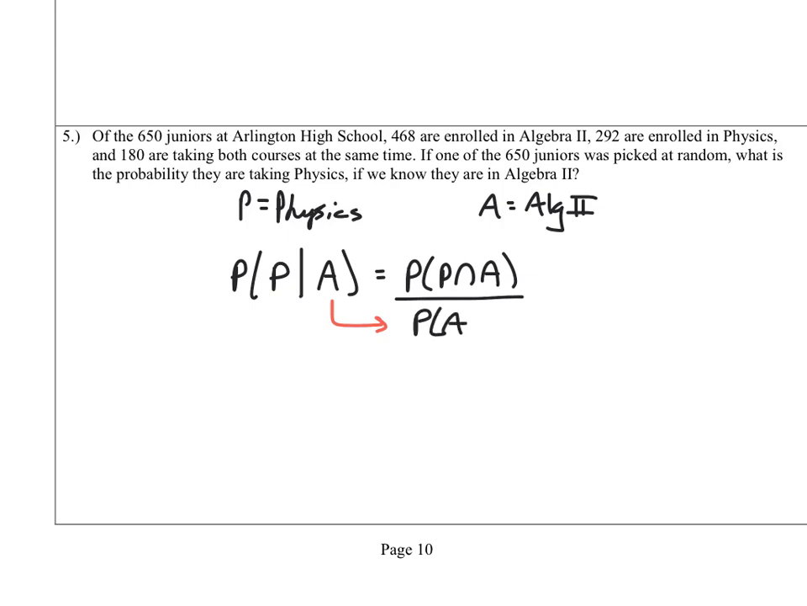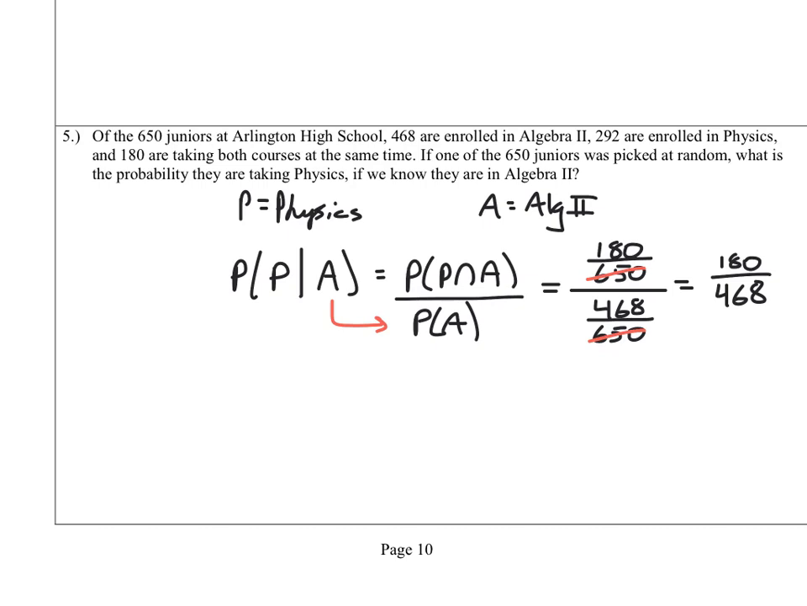We're given that they are already in Algebra 2. So we know there are 180 students taking both courses at the same time. So 180 out of the 650 students. And the probability that they're in Algebra 2, there are 468 students enrolled in Algebra 2. Now remember what happens when there's a common denominator? We can ignore the denominators. So we're left with 180 over 468.